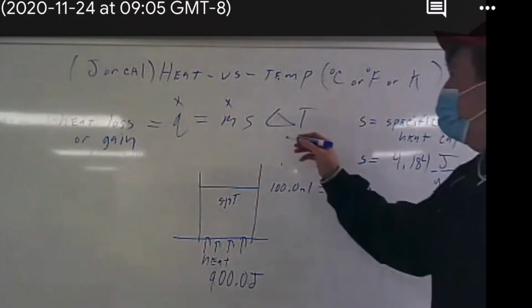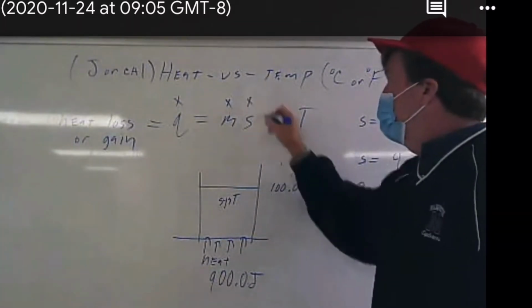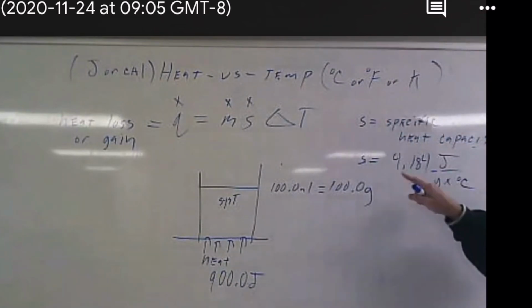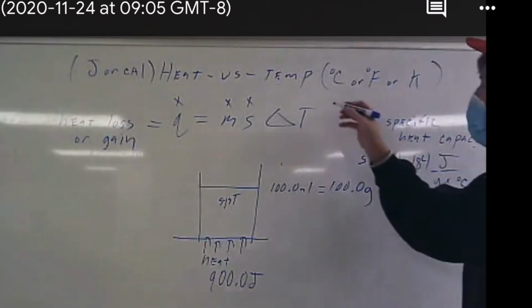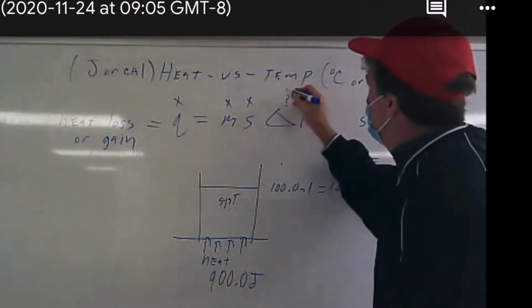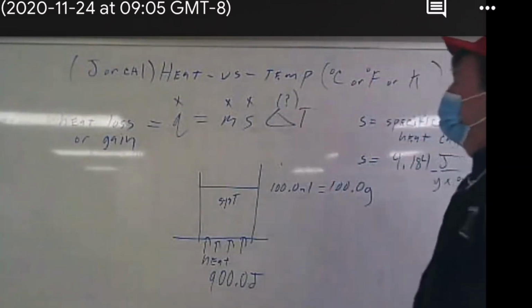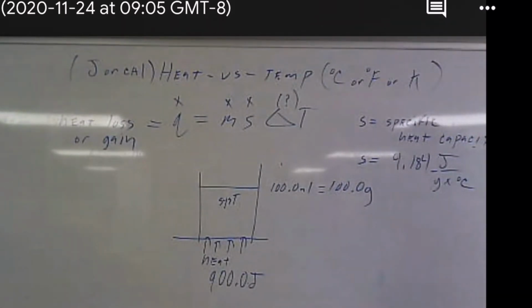Do we know the specific heat capacity of the water? Of course we do. 4.184 joules per gram per degree C. And notice we can easily figure out the change in temperature. Go ahead and do it.